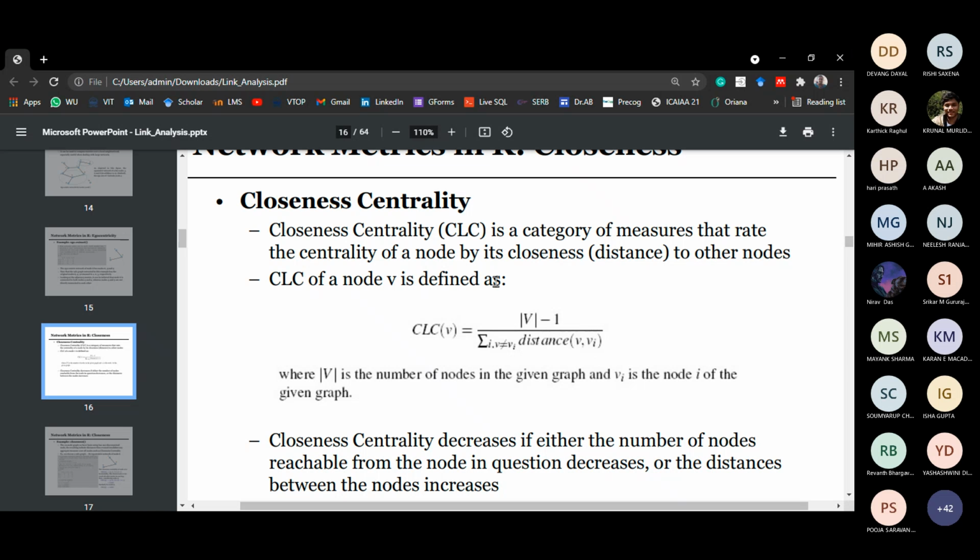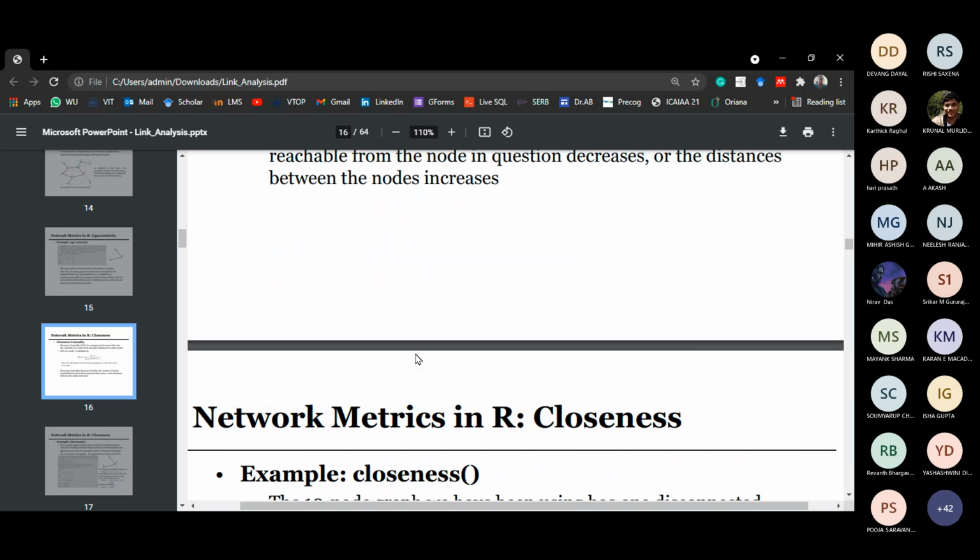What is the use of closeness centrality? As the closeness centrality value increases, it means every node in the network can reach all other nodes in the network. So if a graph is connected, and I identify some of the nodes which have the highest closeness centrality, it means from the given node I can reach all other nodes in the network. That is the concept of closeness centrality.